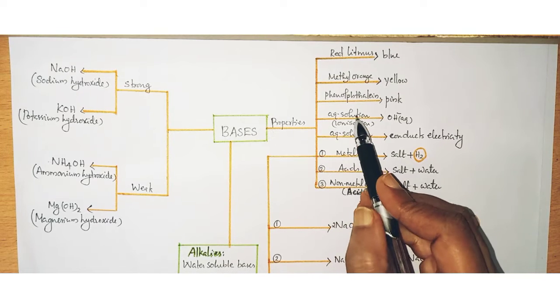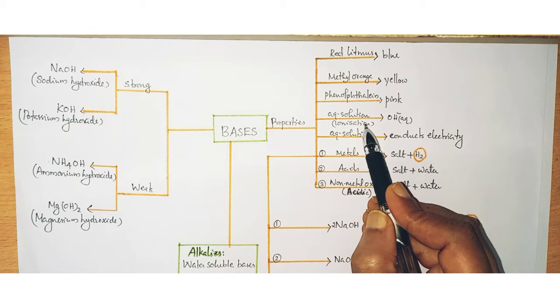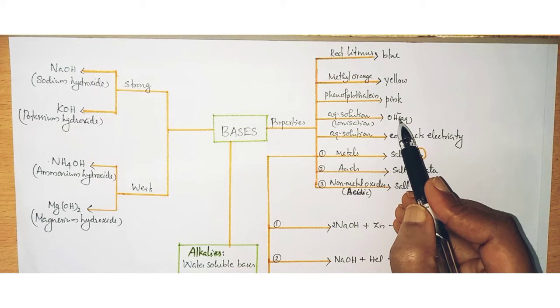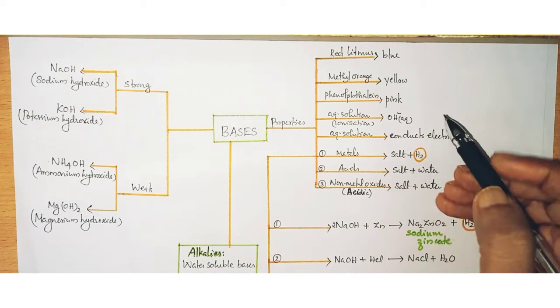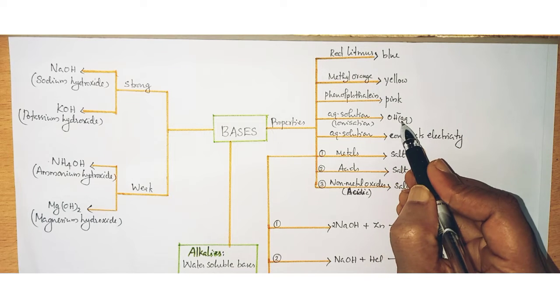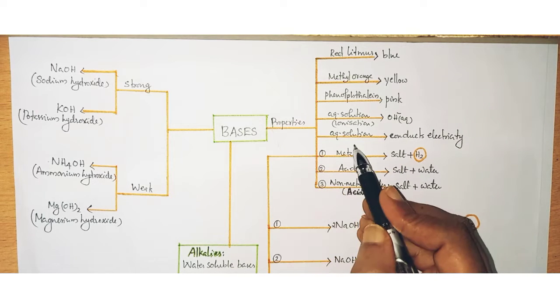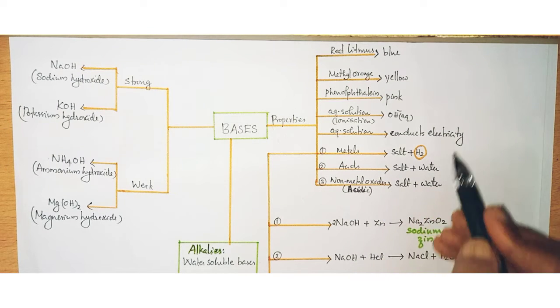So in aqueous solution, like acids, it also ionizes and produces OH minus ions or OH minus aqueous. They are called hydroxide ions. So hydroxide ions are formed in the case of bases. Then in aqueous solution it also conducts electricity.